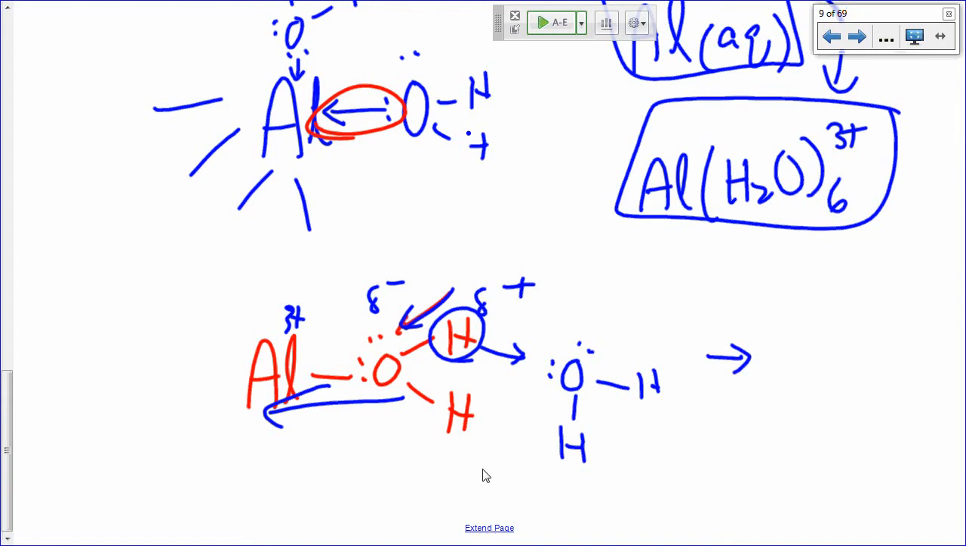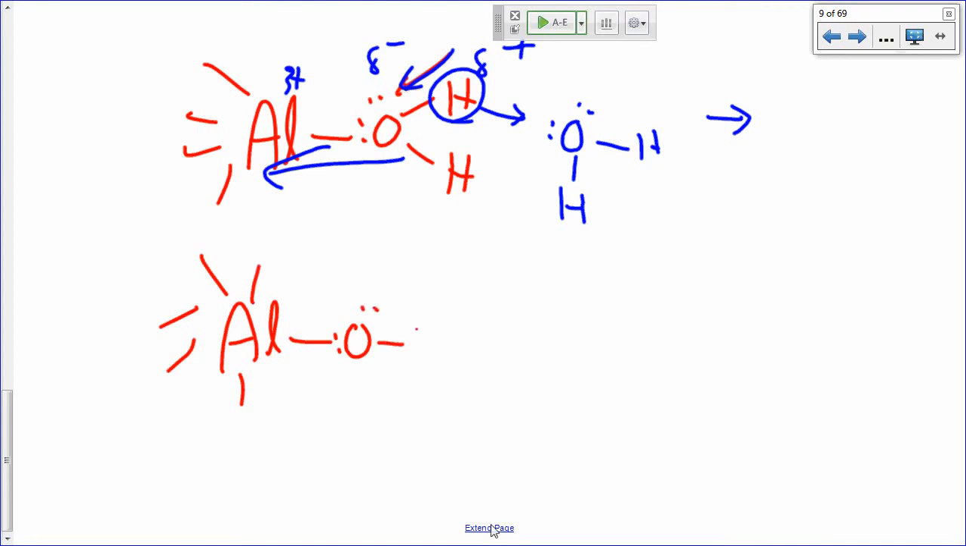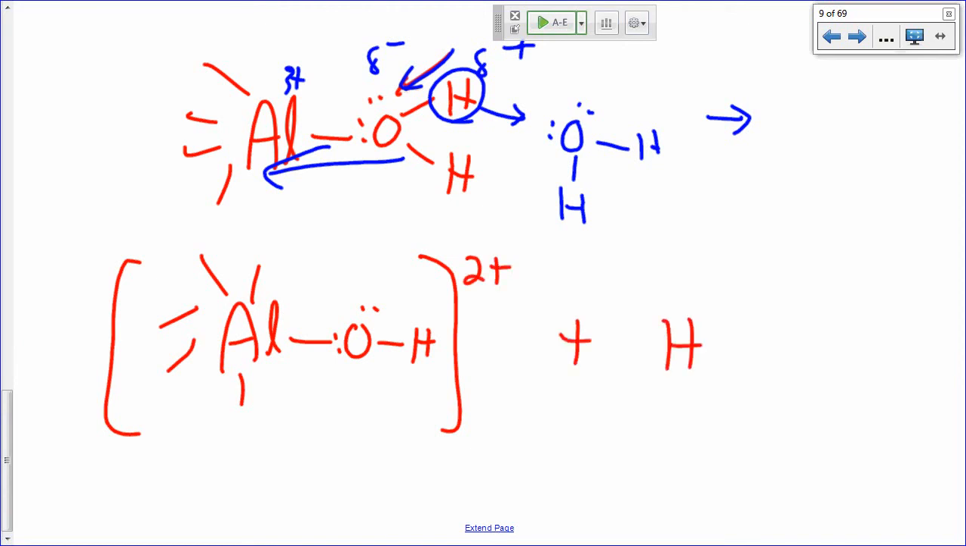And so what's left behind? You have your aluminum with 4 more water molecules attached to it, and then you have your OH. One of the H is gone, so this will now have a charge of +2 overall instead of +3. And that gives you H3O+. Again, this is what makes the aluminum chloride solution acidic.